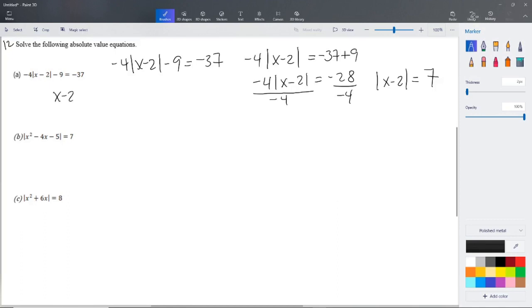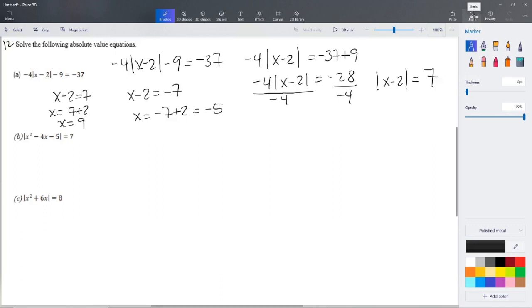x minus 2 equals 7 is one answer, and x minus 2 equals negative 7 is the other answer. Here, this one says x is going to be equal to 7 plus 2, otherwise known as 9. This one says that x is going to be equal to negative 7 plus 2, otherwise known as negative 5. So 9 and negative 5 are our two answers for part A.